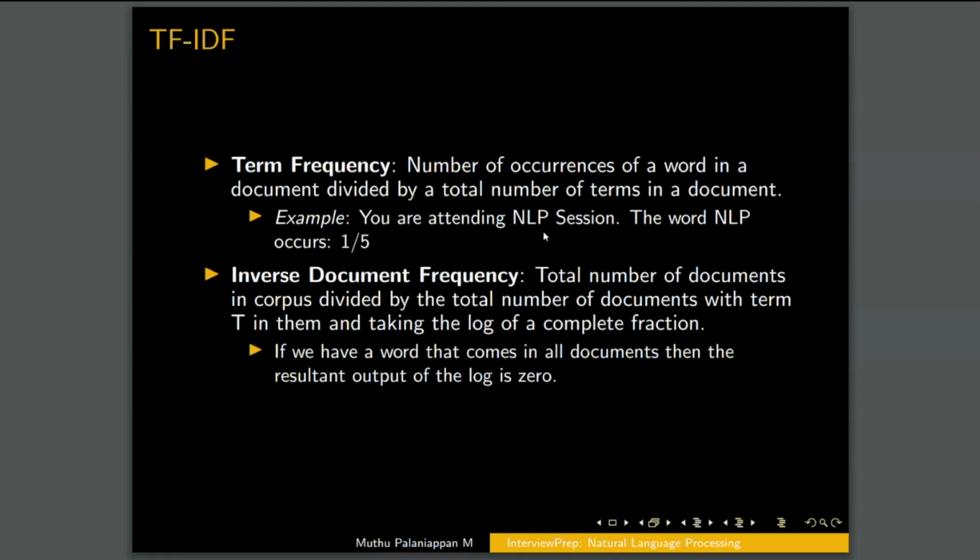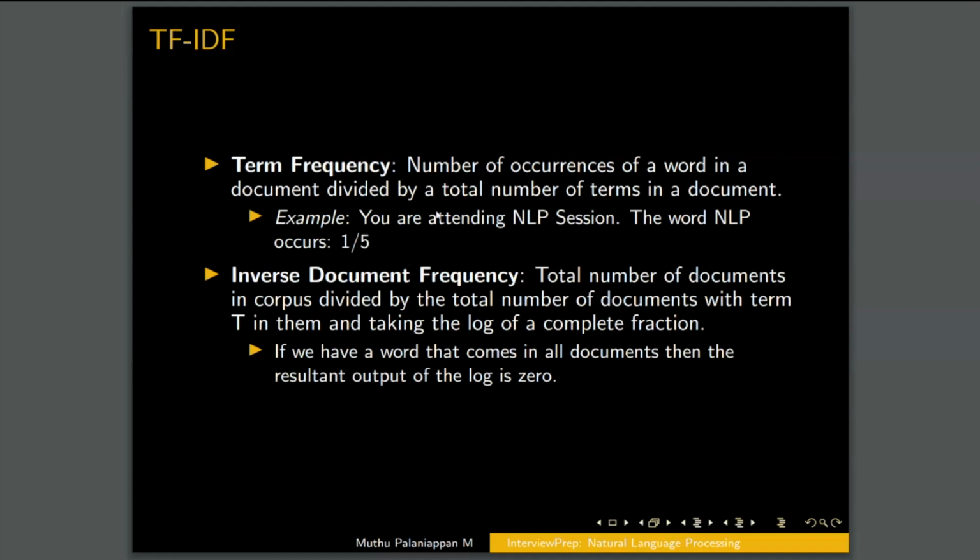Okay, so how many times NLP occurs in the whole sentence? It occurs only one time, divided by the total number of terms in the document, or the total number of terms present in the text. In this case, the total number of words present in the text is 1, 2, 3, 4, and 5. So it's going to be 1 divided by 5. Here, 1 is the number of times the word NLP occurs, divided by the total number of terms in the document.